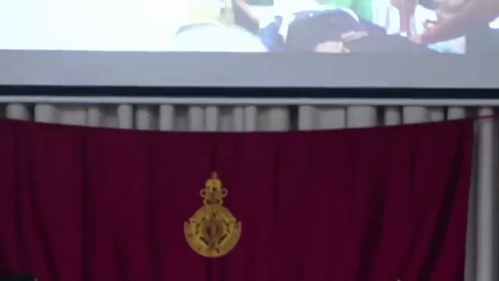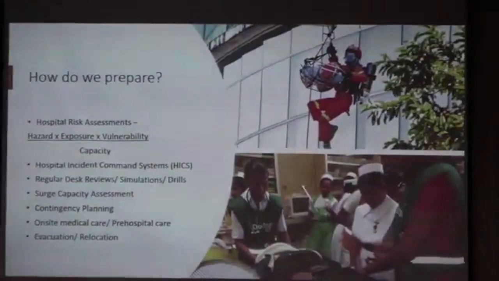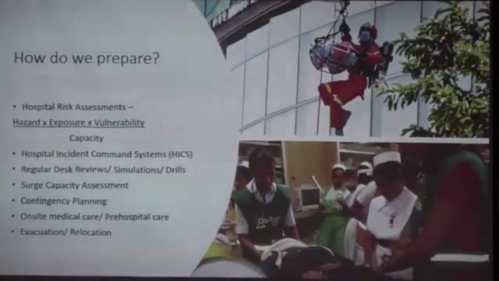You might be thinking how we are going to achieve this. Although it appears a very simple equation, you calculate a hazard score, multiply it by the exposure score, multiply it by the vulnerability score, and divide it by the capacity score, and then you get a risk score for each and every hazard for your institution. Since we are talking about hospital preparedness, that means for your hospital.